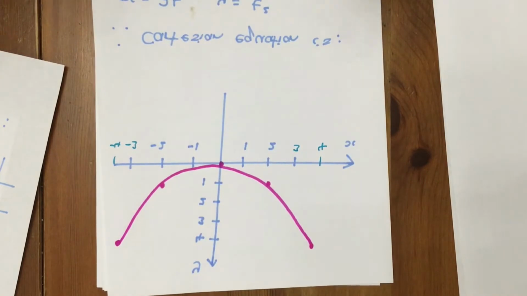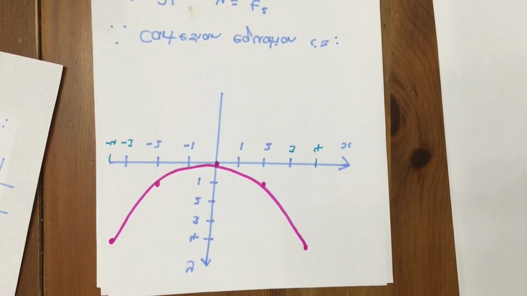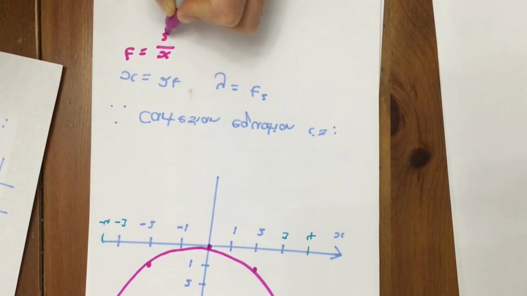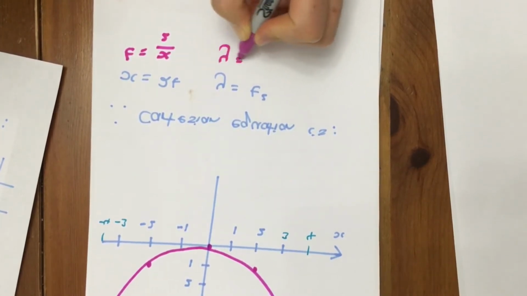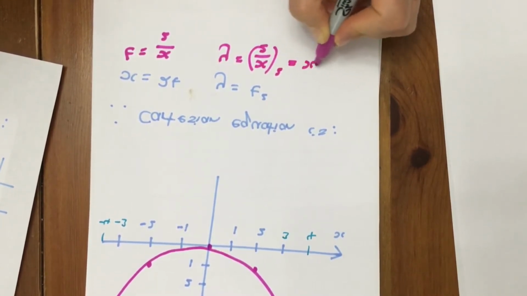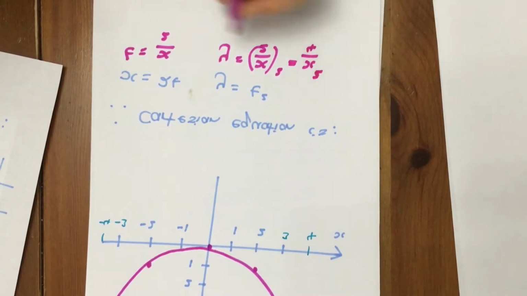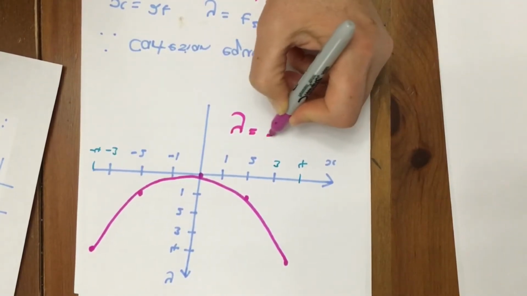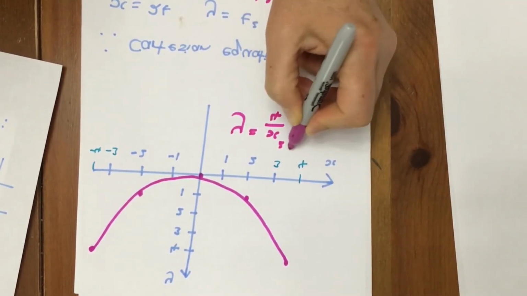Okay, so I've got this as my parametric equation, and to change it into a Cartesian equation, I need to find t from x. So I rearrange for t, and I'm going to sub that into here. So I'm subbing my value for t, and I will get x squared over 4. So my Cartesian equation for this curve is y equals x squared over 4.